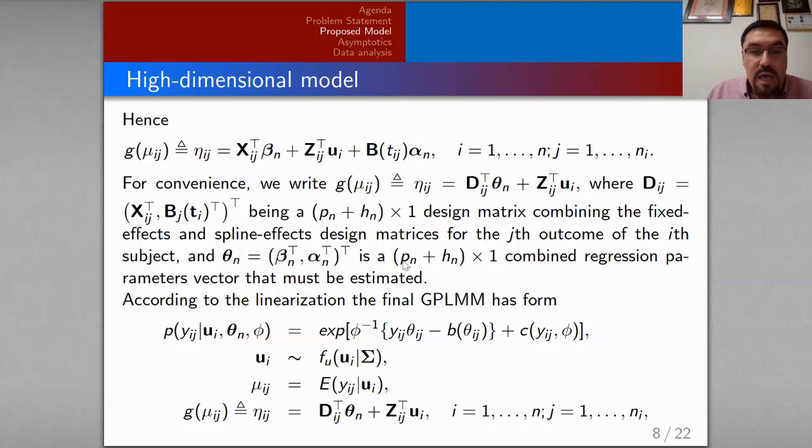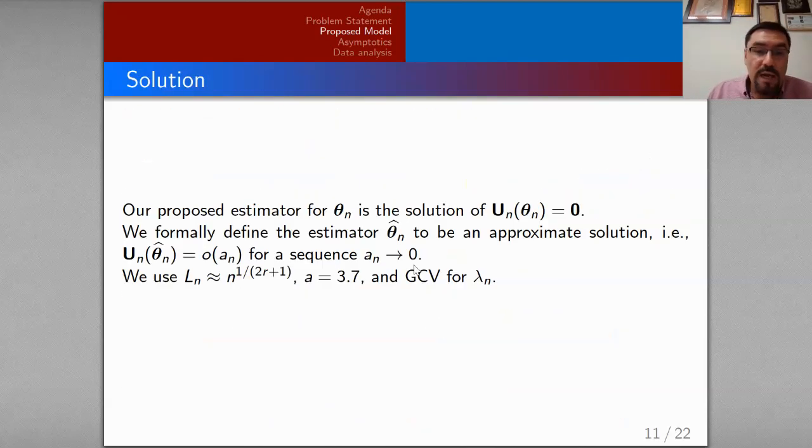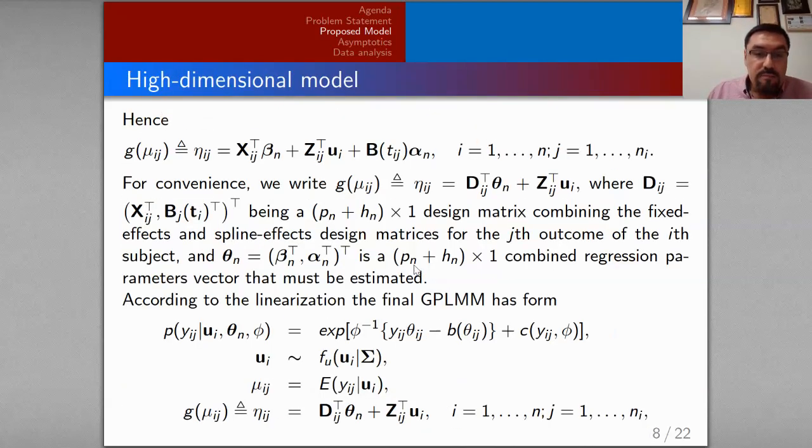Here again, I emphasize that the number of parameters in alpha for the non-parametric part is Hn, and the number of components in beta for the fixed effect part is Pn, which we consider to be greater than n. Okay, this is the whole model. The response, the random component, is a generalized type of modeling, and then the systematic component is summarized with this equation at the end.